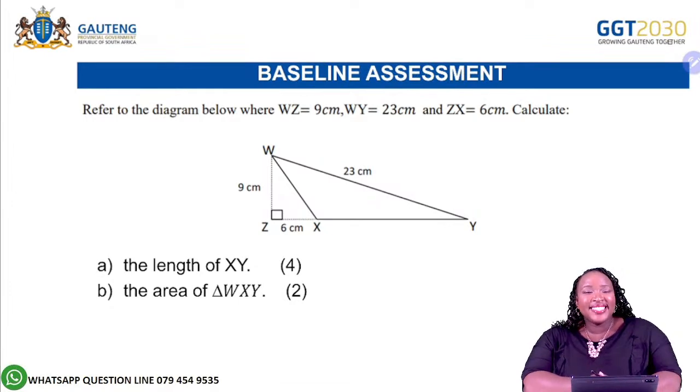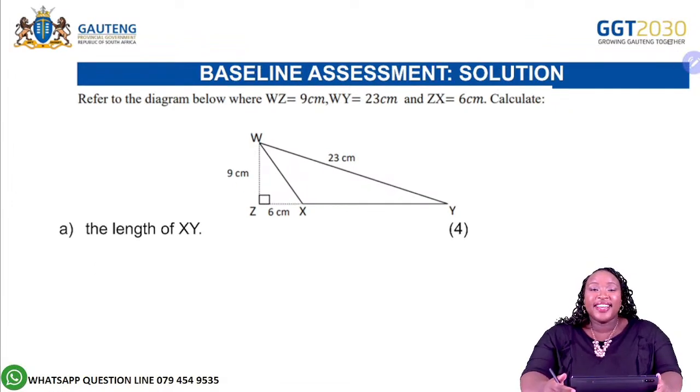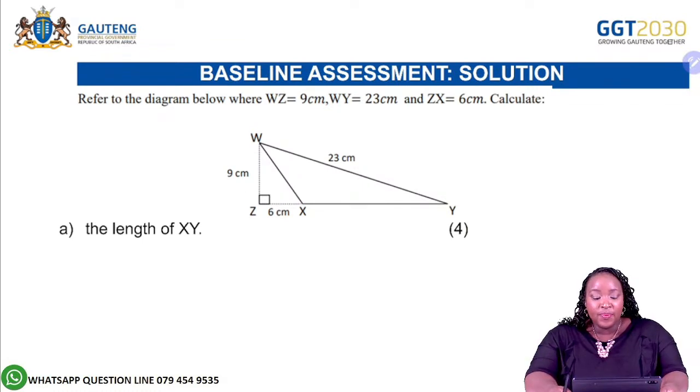Welcome back, class. Let's see how you did with this question. So you had to calculate the length of XY. Now, XY is on the base of WXY, the triangle, right? Okay, so the first thing you would do when you're given a diagram of this form is to check how many triangles you are given, or how many triangles you could work with possibly. And in this case, you can actually work with at least 3 triangles, right? Now, the question says, refer to the diagram below where WZ is equal to 9 centimeters, WY is equal to 23 centimeters, ZX is equal to 6 centimeters. You have to calculate the length of XY.